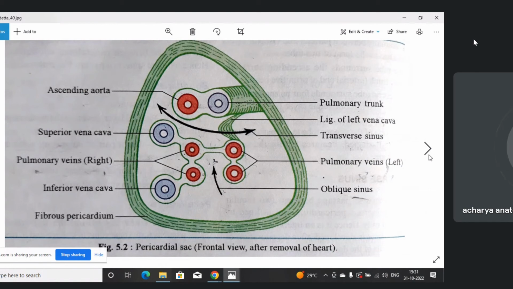So the question it was today: write about the pericardial sinus, 4 marks. Write about the pericardial sinus and its boundaries. Otherwise, if they only ask for the pericardial sinus, students may leave out the boundaries, so they also ask for boundaries. So write the boundaries: transverse sinus boundaries, oblique sinus boundaries.